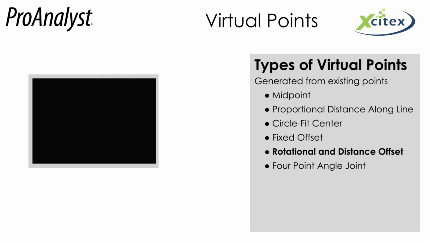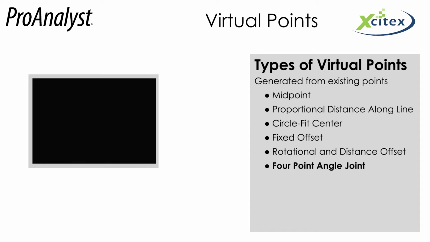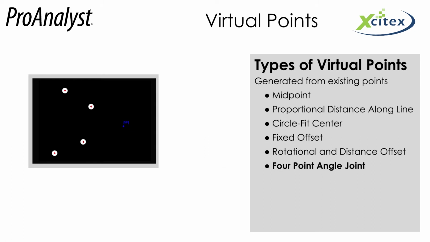Rotational and distance offset. This defines the virtual point as a point located at a fixed angle and distance offset from a line connecting two other points. While these values can be calculated, it is far more common to simply use the Use Current Reticle Point value to select this point. 4-point angle joint. This defines a virtual point as a point of intersection of two lines formed by 4 points.